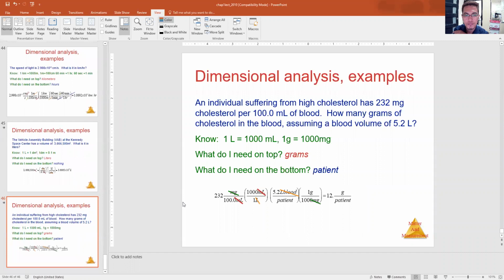Same example of dimensional analysis. Yeah, that's it. So that's chapter 1 of our discussion.